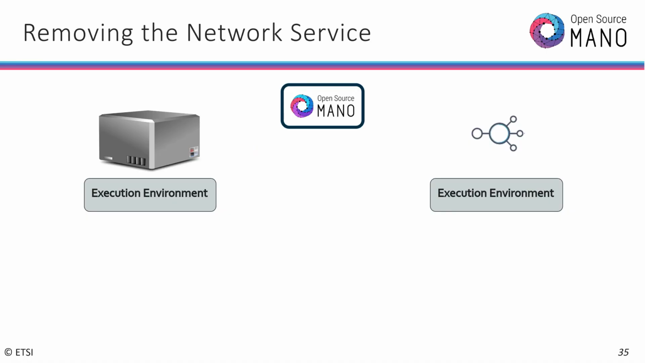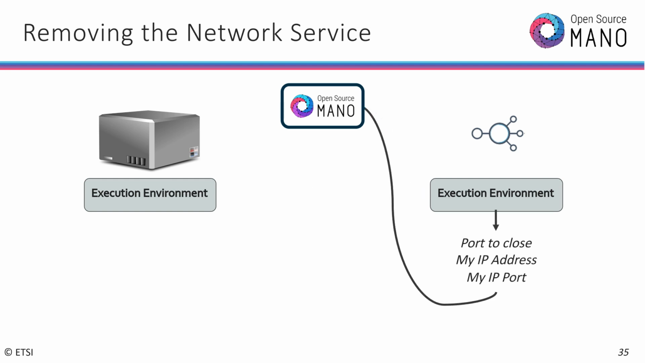When we remove the network service, of course, the PNF is not going to be deleted. It will stay there. Our firewall is going to remain, but our load balancer will be torn down. So what we want to do then is, in the execution environment for the load balancer, we can say, well, let's listen to the stop event that is happening. And when we hear that, okay, we're about to be stopped and torn down, we can then say, well, here's the port that I would like you to close and my IP address and IP port just in case you need it again.